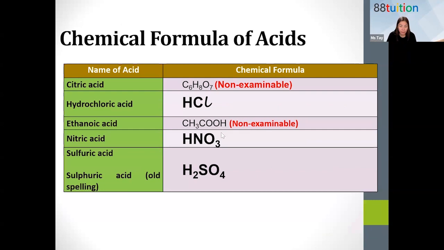Right. So chemical formula, at your level, you need not know citric acid is C6H8O7. You need not know ethanoic acid, not at your level. Higher level, you must know. But right now, it is good for you to remember hydrochloric acid is HCl. It contains hydrogen and chlorine.